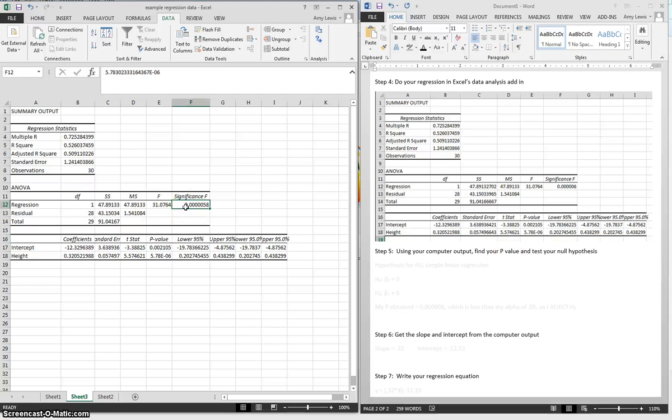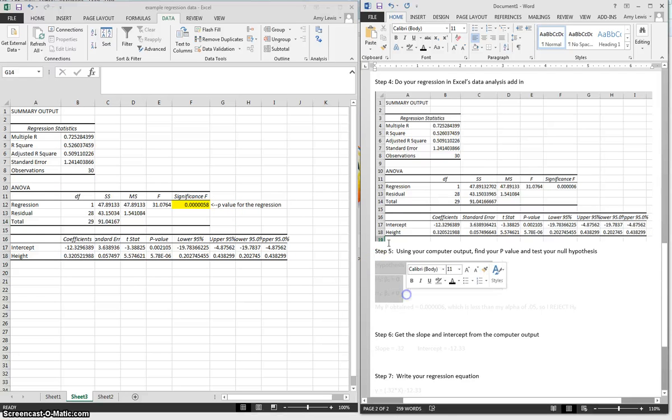So that significance of F, right there, that's my p-value for the overall regression. That's the value I'm going to look at. I have other p-values down here, but I'm going to ignore those for now. Those aren't what I need. I just need to look at it for the general ANOVA. So that's the value I'll use to test my hypothesis for a simple linear regression.